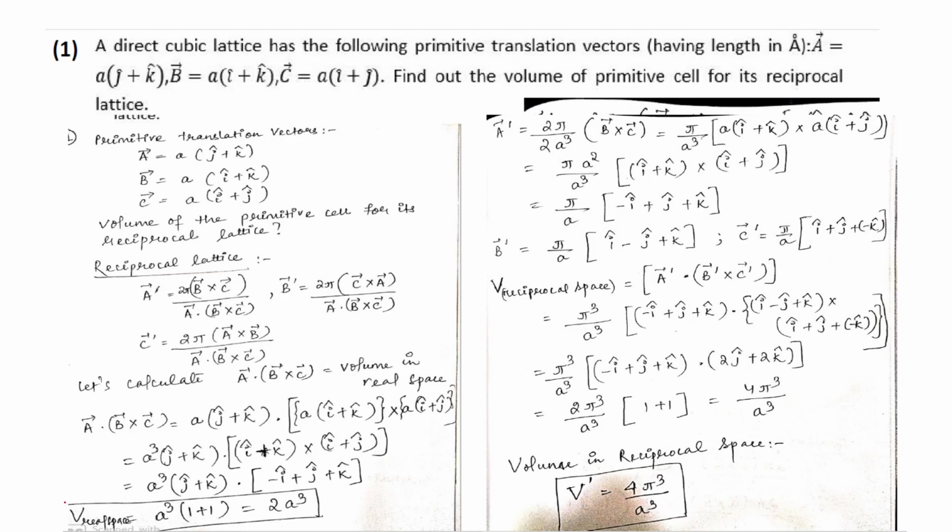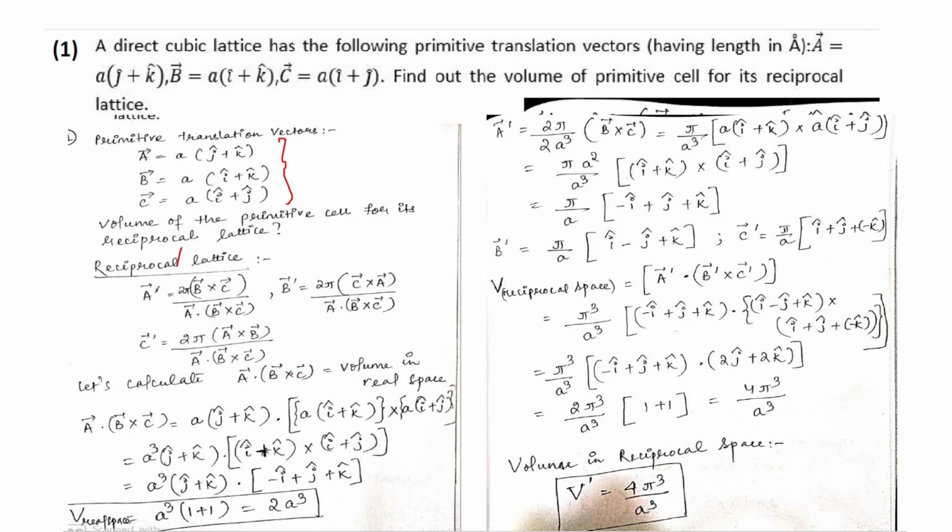Okay, so see here first. We first have to see the primitive translation vectors. It is a, b, c, which is given in the question. So the volume of the primitive cell for its reciprocal lattice, we have to find it. The reciprocal lattice vectors, we already know from the classes. a dash is equal to 2 pi b cross c divided by a dot b cross c. Similarly, b dash will be 2 pi c cross a divided by a dot b cross c, and c dash will be 2 pi a cross b by a dot b cross c.